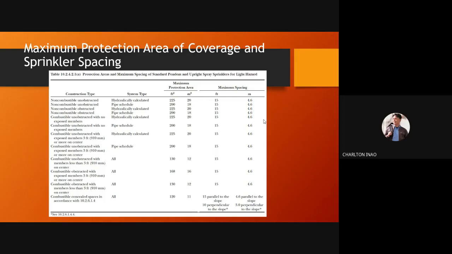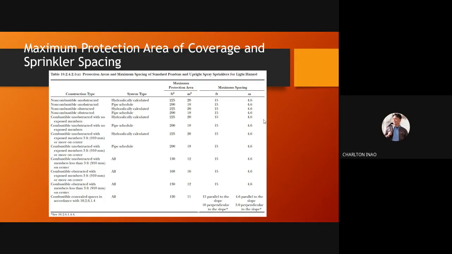Halimbawa, siyempre, yung mga kisame, di ba? Sa kisame kadalasan ginagawa, makokompute mo yung area. May square feet, may square meter. Ito yung spacing, feet tsaka meter din. Ano naman to? Construction type, non-combustible. Kung combustible, yan. Depende sa kung combustible tsaka non-combustible.